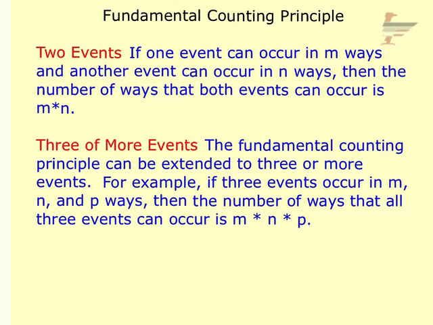If you have 3 or more events, and don't bother writing this one down, it's just going to add another event. So if one event can happen m ways, another event can happen n ways, and a third event can happen p ways, then the number of ways that all 3 events can occur is m times n times p. So the fundamental counting principle is basically just multiply all of the events. Now, the key to this is that you want one of each of the events, and we'll look at an example next.